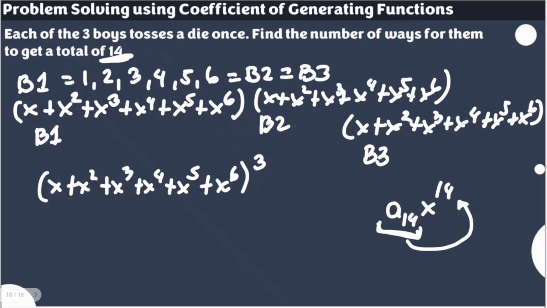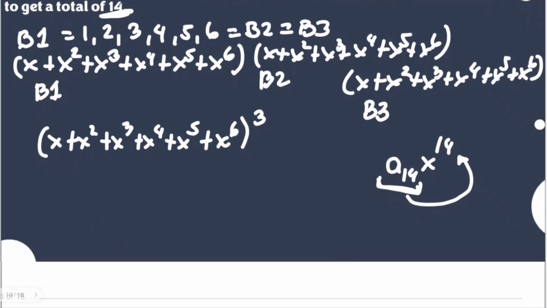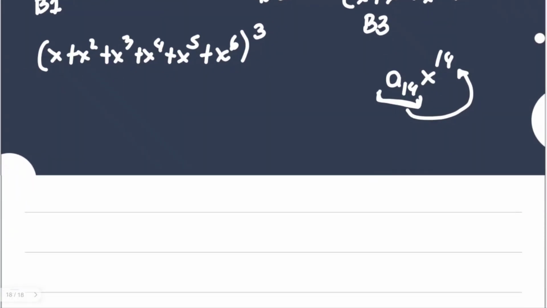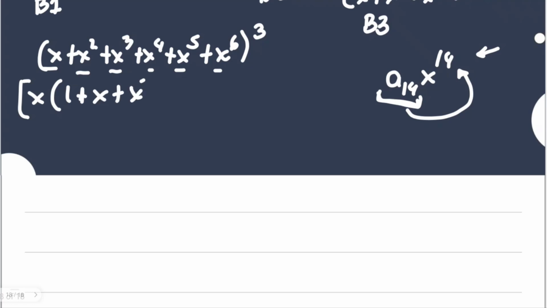So to continue, we will go to the necessary process where we can look for the existence of x to the power of 14. Allow me to factor out x, because the greatest common factor of all the terms here is x. That would mean the first term will be 1, the second term is x, then x squared, plus x cubed, plus x to the power of 4, and x to the power of 5, and both of these factors raised to 3.